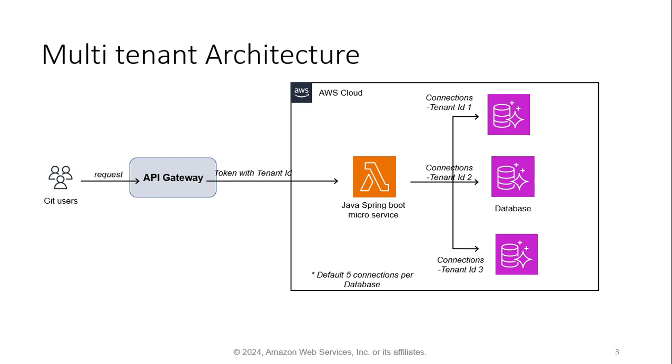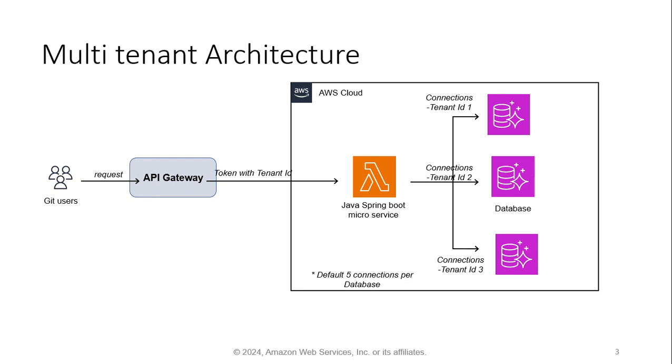The same Spring Boot microservice receives the request. When it receives the request, the request will have a token, or the request header will have a tenant ID associated with it. With this tenant ID, the microservice identifies the corresponding database which it has to connect to, and then connects to that database, right? So it looks very simple.